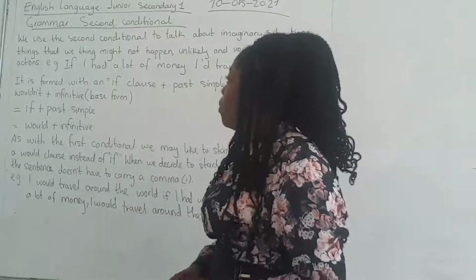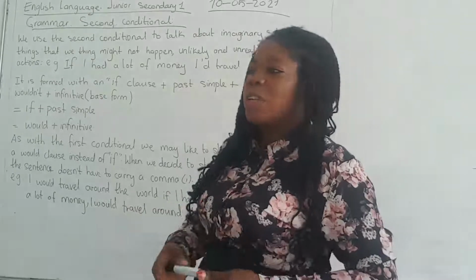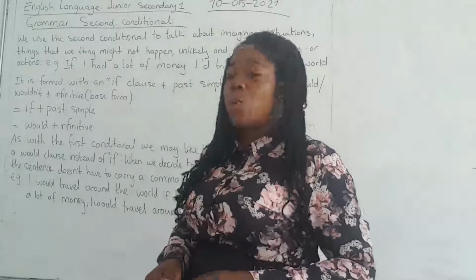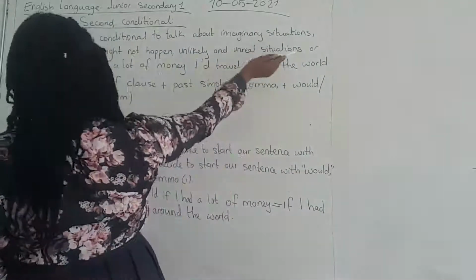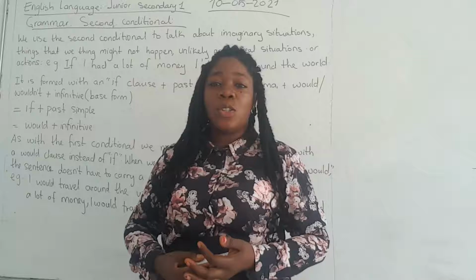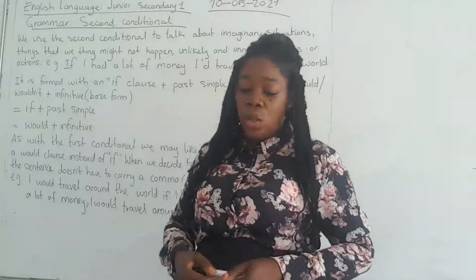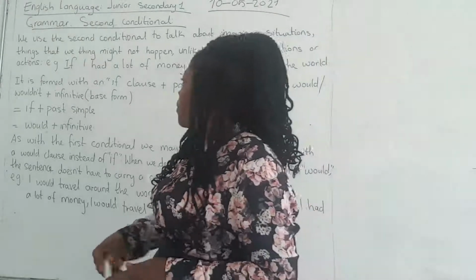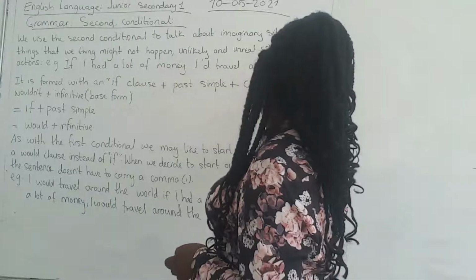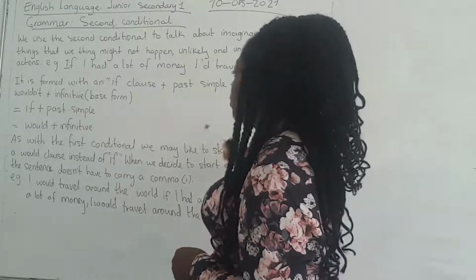So let's see when we use the second conditional. We use the second conditional to talk about imaginary situations, things that we think might not happen, unlikely situations, or unreal actions or situations. For example, if I had a lot of money, I'd travel around the world.